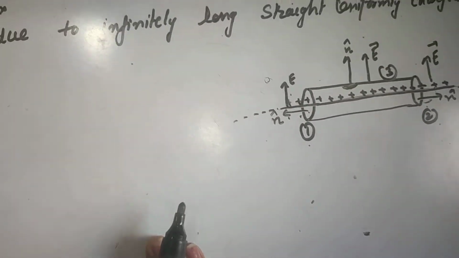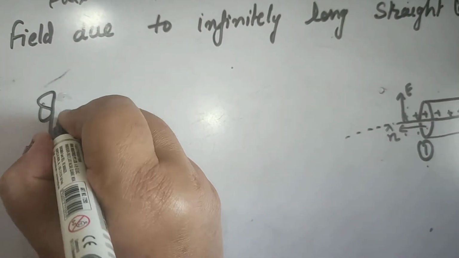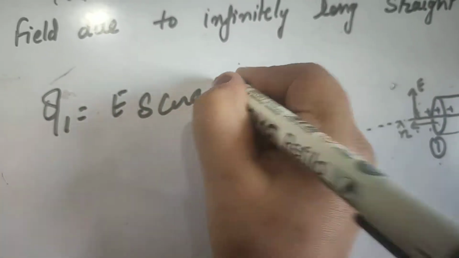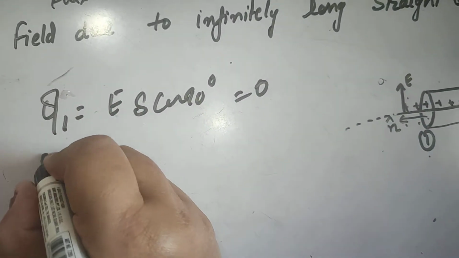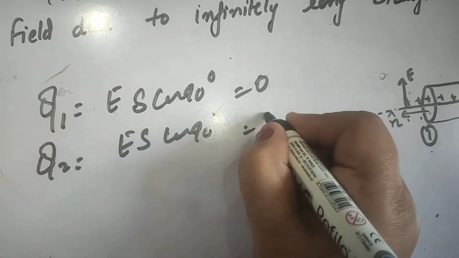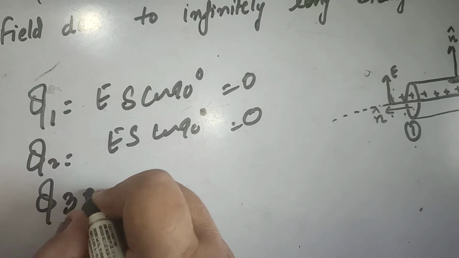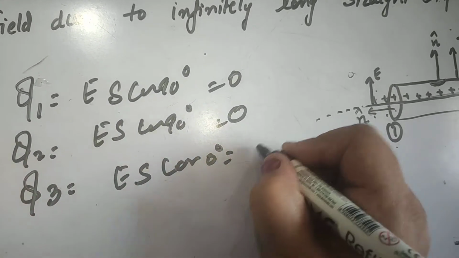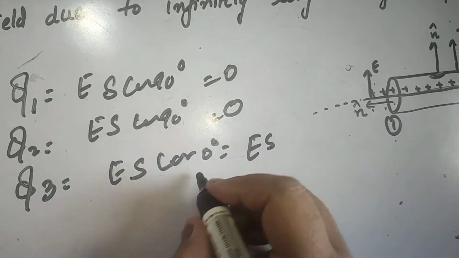Let us do it. For the surface 1, that is phi 1, flux is given by E S cos 90 degree, which is equal to 0. Similarly, flux phi 2 is equal to E S cos 90 degree, which is equal to 0. But flux phi 3 at the third surface is E S cos of 0 degree, which is ES.